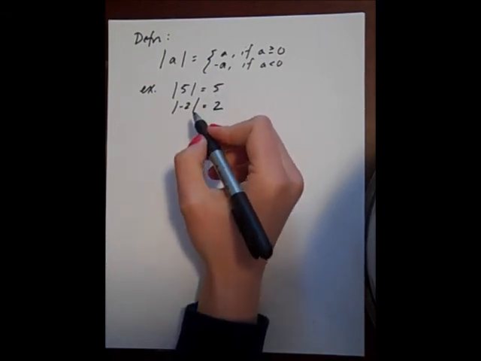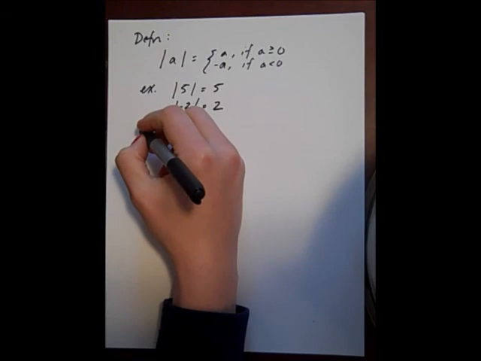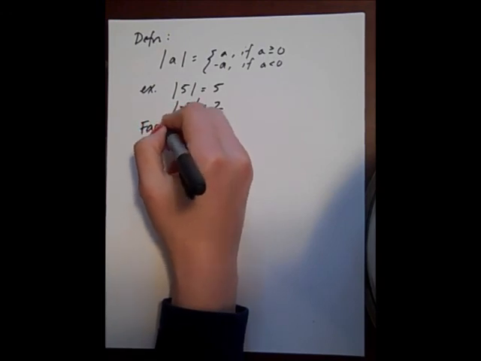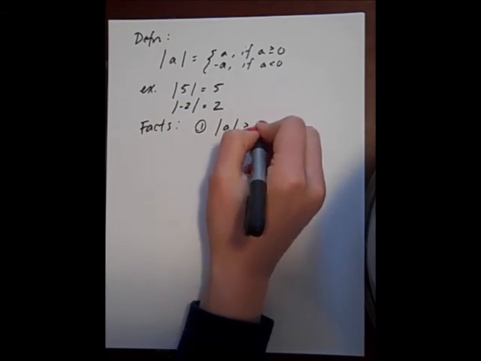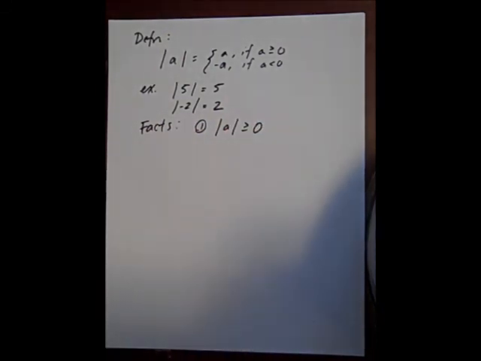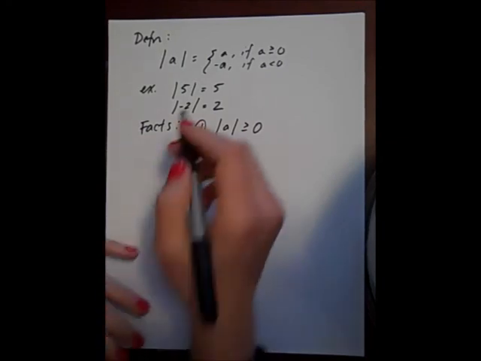So what's going to be true about this absolute value? So these are going to be facts of the absolute value. Number 1, the absolute value always has to be greater than or equal to 0. You can't have a distance being negative, so the absolute value is always going to be greater than or equal to 0.